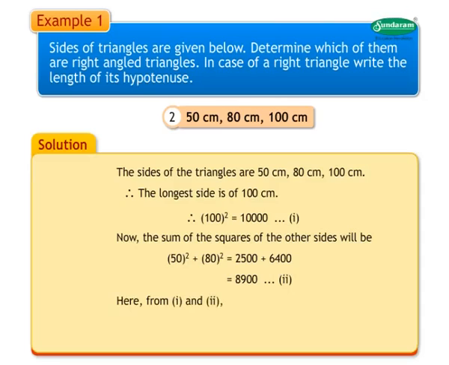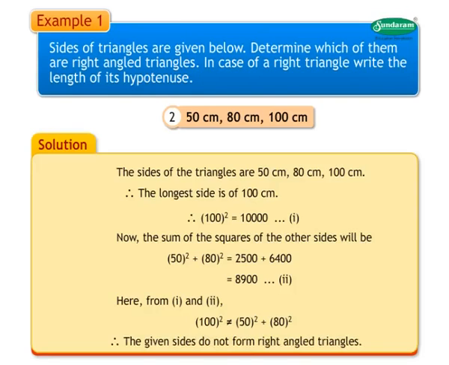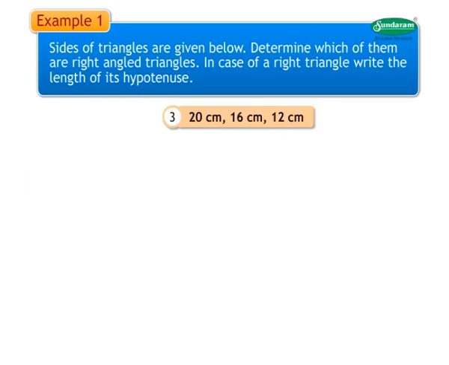From statement 1 and 2, we get 100 square is not equal to 50 square plus 80 square. Therefore, the given sides do not form a right-angled triangle. Number 3. 20 centimeters, 16 centimeters, 12 centimeters.